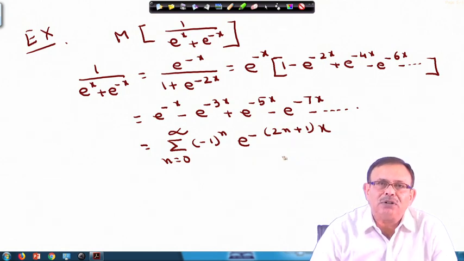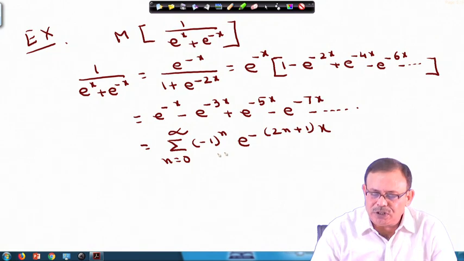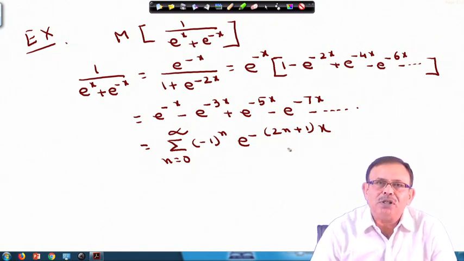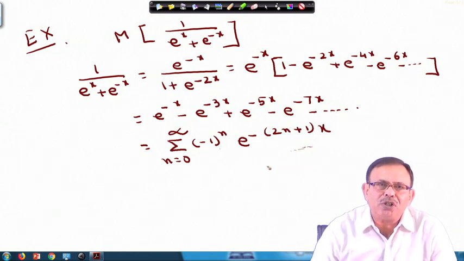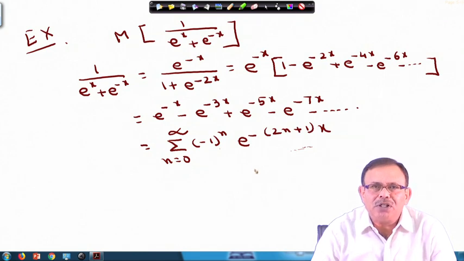Whenever n is 1, in the summation this value will be minus, and this will be e power minus 2 plus 1, 3x. Next one, whenever n is 2, this minus 1 to the power 2 will be plus, and this will be e to the power minus 2 into 2 plus 1, so that is 5x. So, this 1 by e power x plus e power minus x, I am representing in terms of a series summation n equals 0 to infinity, minus 1 to the power n into e power minus twice n plus 1 into x.